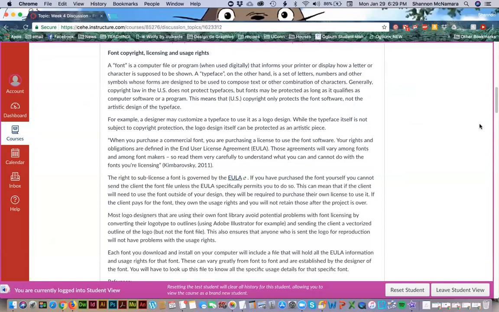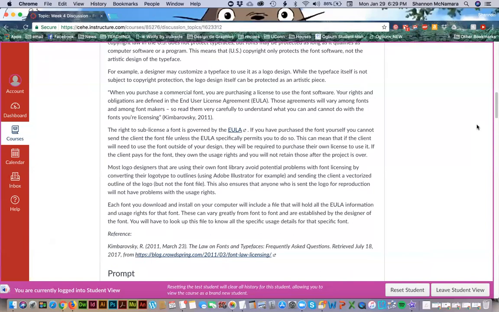For example, a designer may customize a typeface to use it as a logo design. While the typeface itself is not subject to copyright protection, the logo design itself can be protected as an artistic piece. When you purchase a commercial font, you are purchasing a license to use the font software. Your rights and obligations are defined in the end user license agreement, that little checkbox that you probably checked off and said okay, but you didn't read. Those agreements will vary among fonts and among font makers, so read them very carefully to understand what you can and cannot do with the fonts you are licensing.